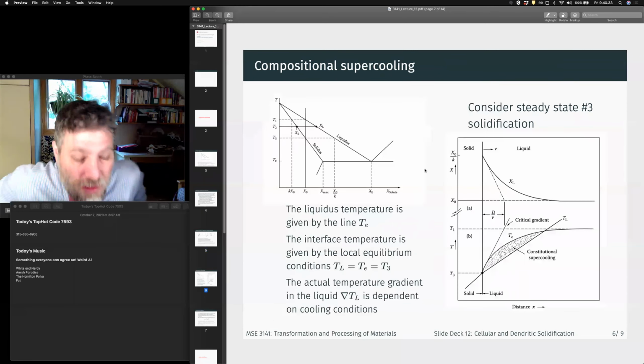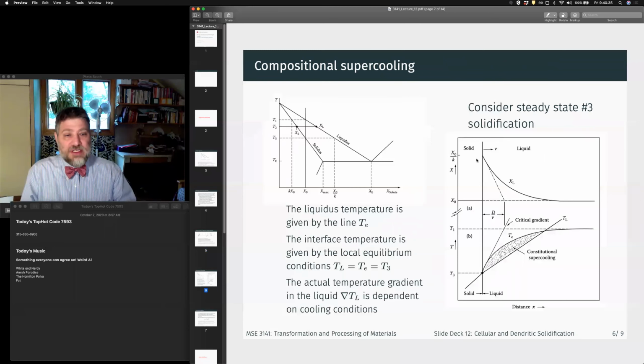This is one of those really important figures to understand conceptually. So let's pretend we have a temperature gradient in the liquid, but now we have a positive temperature gradient. So which way is heat flowing? Are we flowing through the liquid or flowing through the solid?